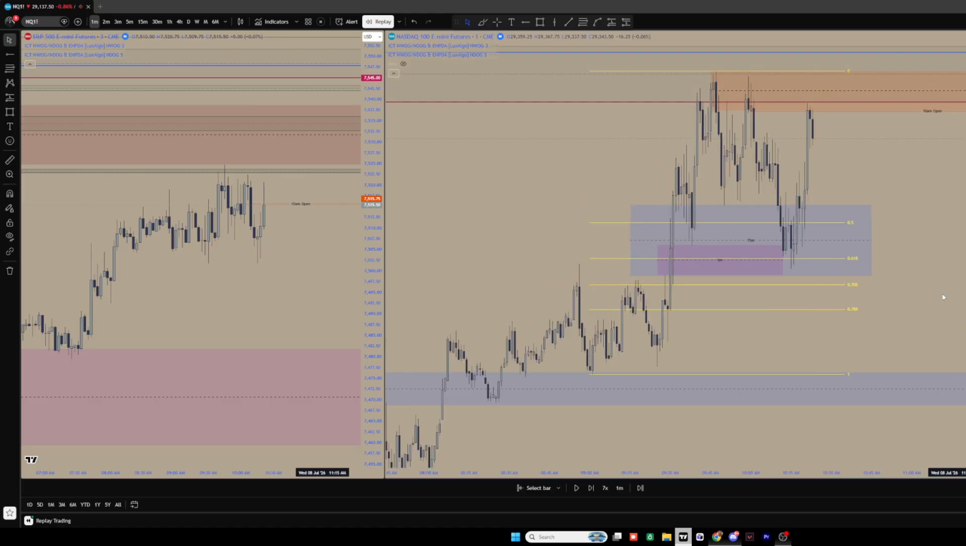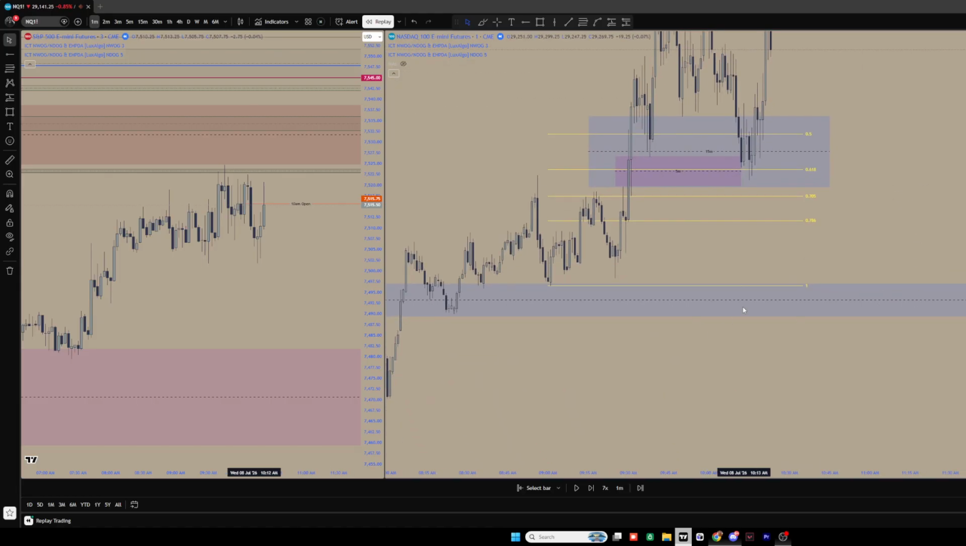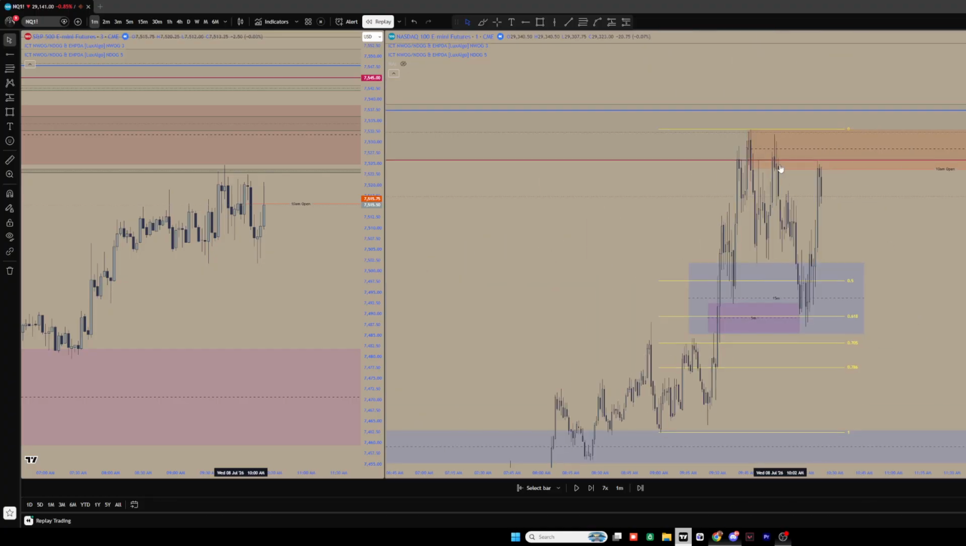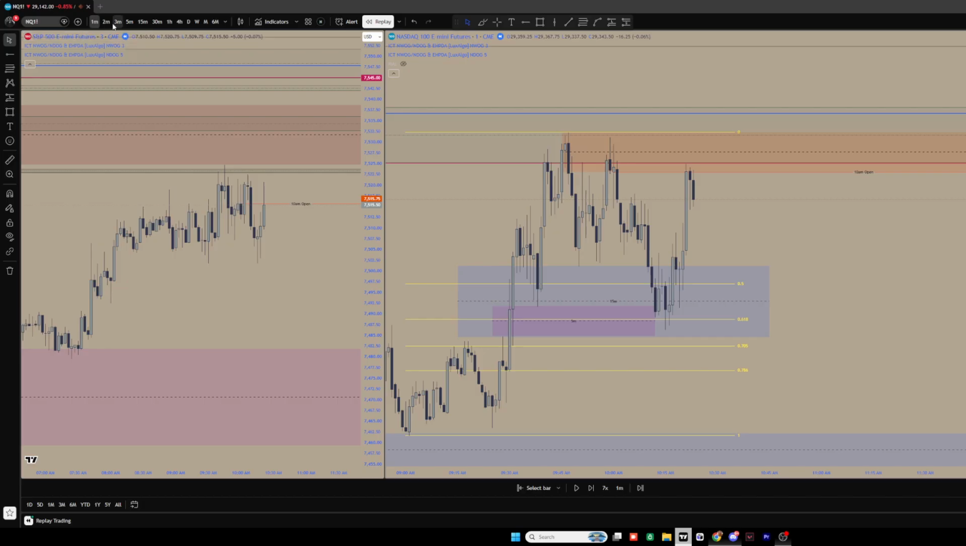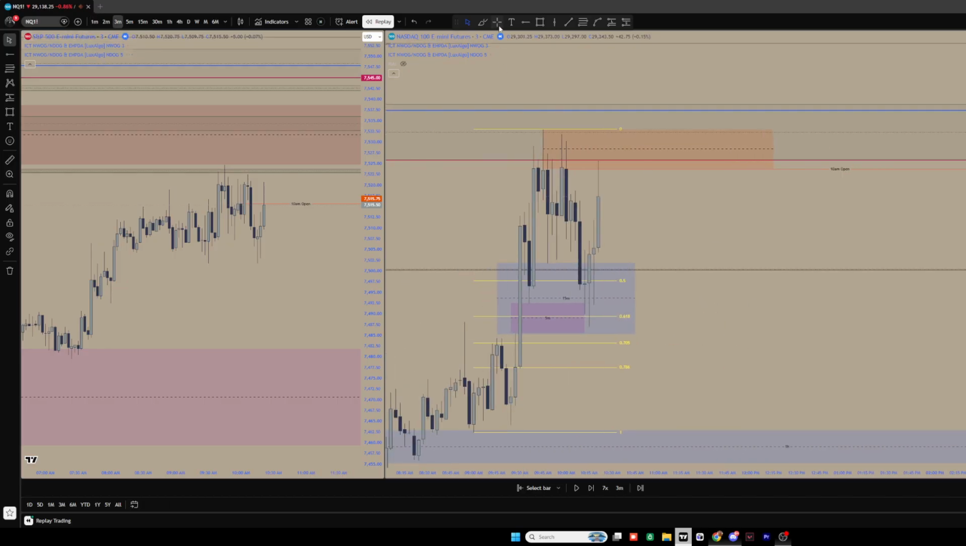And at the same time, we still had this 1 hour down here. So it made sense for us to reject 10 a.m. So I closed right around here. So this ended up being a little over a 1 to 2, I think. Yeah, something like that. I'll pull up the execution.